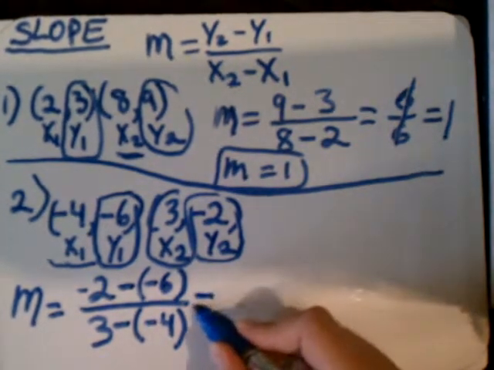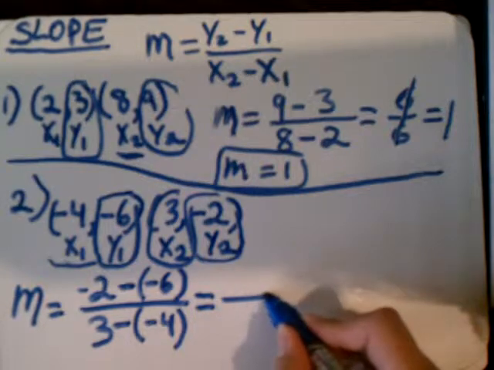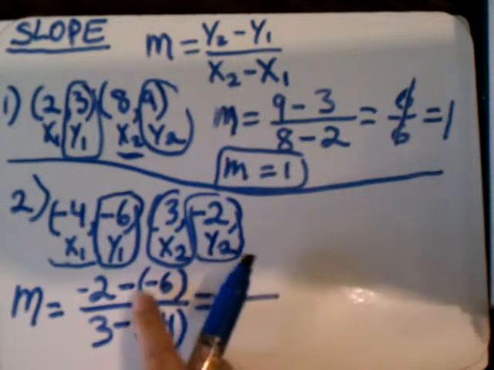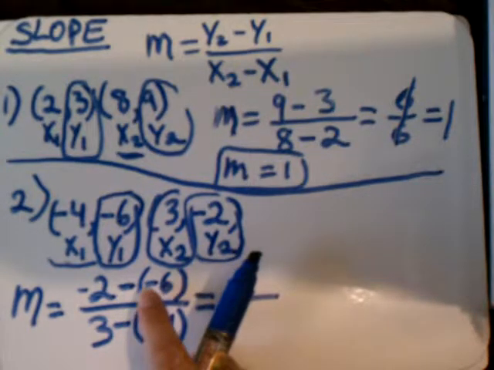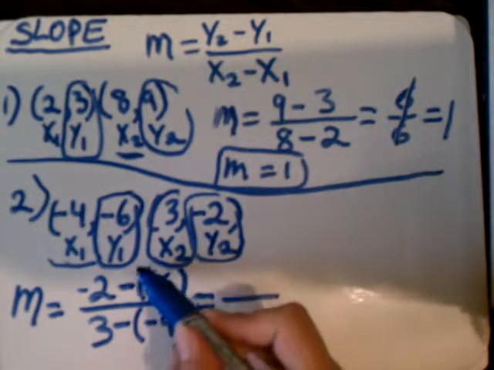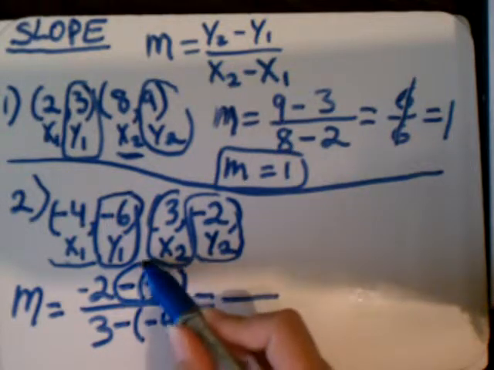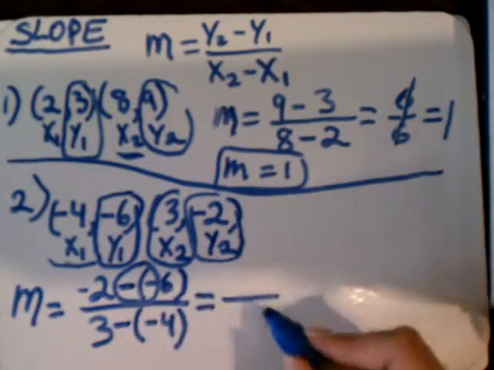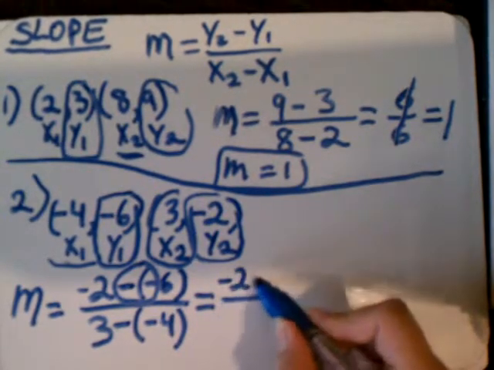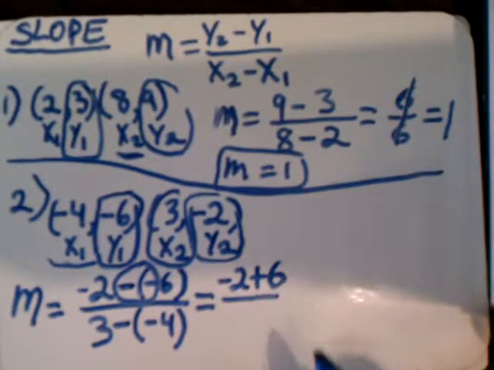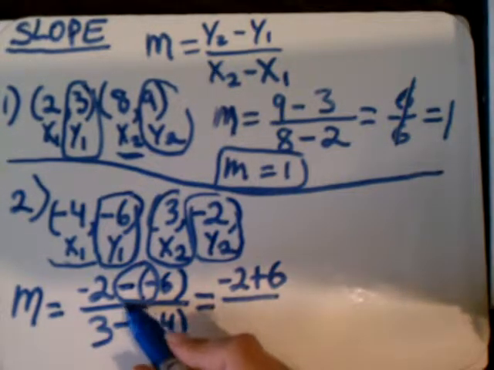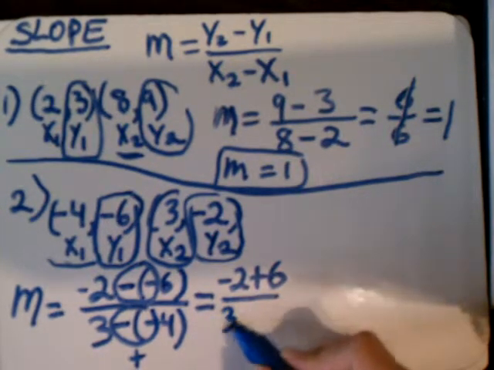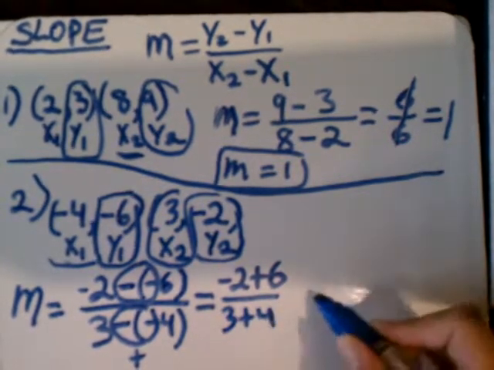There's one way that I like to remember that makes it easier, and it is this. When you have back-to-back negatives, it's a multiplication. Negative times negative is a positive. But what I say is a happy face. Okay? If you have a happy face, it becomes a plus. So I'm going to have -2 plus 6. Okay? Then on the bottom I have another happy face, so this is going to be a plus. So I have 3 plus 4.